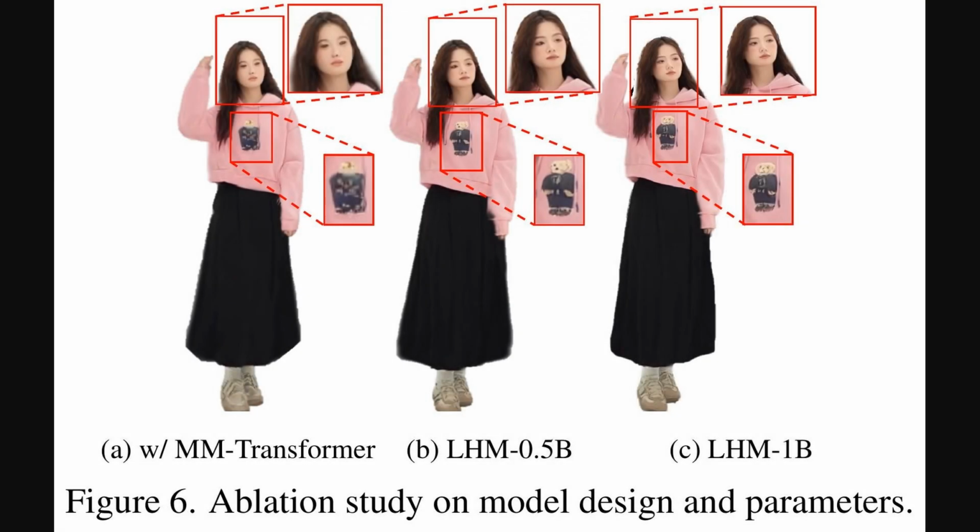Right, and following up on those quantitative results, Figure 6 gives us a visual sense of why LHM performs so well, specifically looking at model design choices and the impact of model size. It compares a result using a more standard multimodal transformer on the left, with the LHM model at 0.5 billion parameters in the middle, and then the 1 billion parameter version on the right. You can really see the difference, especially in the zoomed-in details on the face and the shirt graphic. They get progressively sharper and clearer as we move from the baseline to the larger LHM model, suggesting both the LHM architecture itself and scaling it up contribute to the better quality.